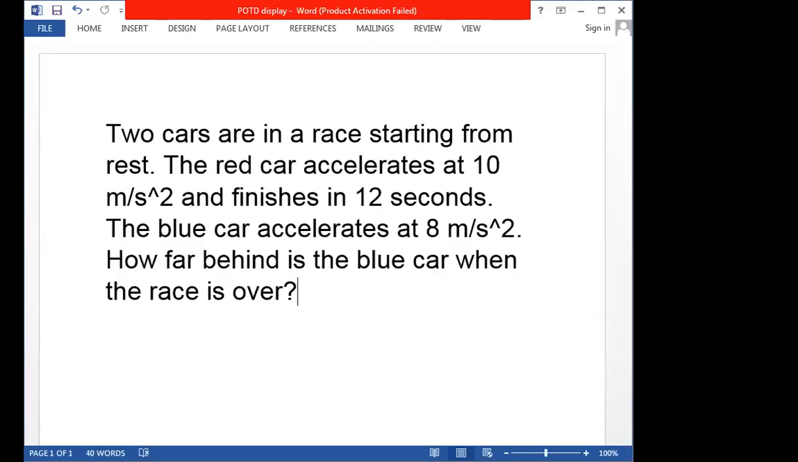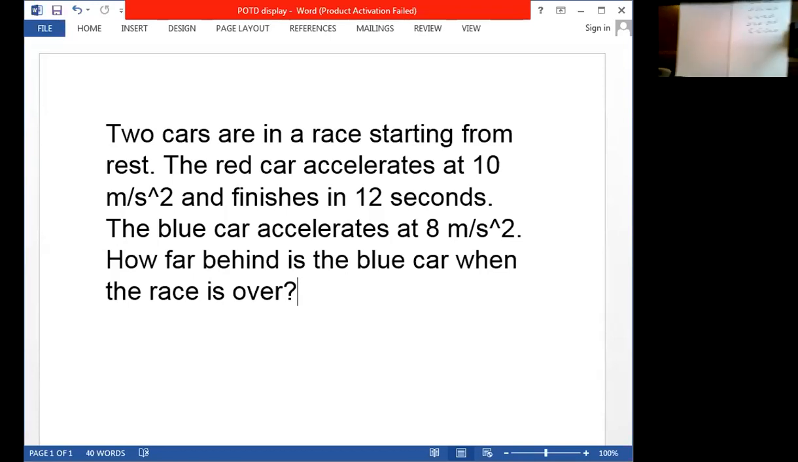All right, so yesterday's problem of the day said two cars are in a race starting from rest. The red car accelerates at 10 meters per second squared and finishes in 12 seconds. The blue car accelerates at 8 meters per second squared. And we want to know how far behind is the blue car when the race is over. This one's a little trickier because we got two cars to deal with today. But we can still figure out our givens and our unknown. We just have to be careful about which of the cars we're talking about.